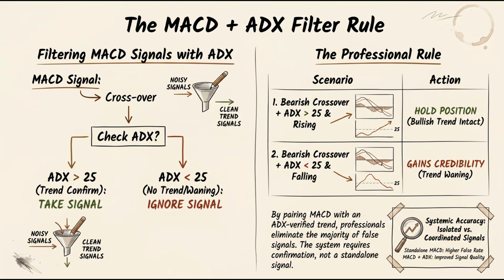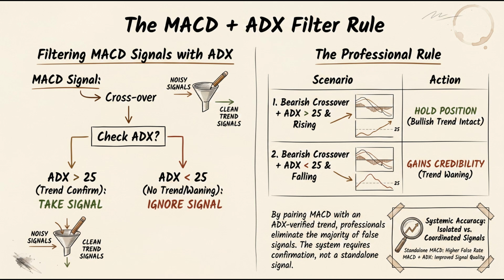The rule is to only take MACD crossovers when the average directional index is above 25, which confirms a trend is actually in place. If the MACD shows a bearish crossover but the average directional index shows a strong uptrend is still active, pros ignore the signal and hold their position. Conversely, if the MACD shows a bearish crossover and the average directional index is declining from below 25, the signal gains real credibility.